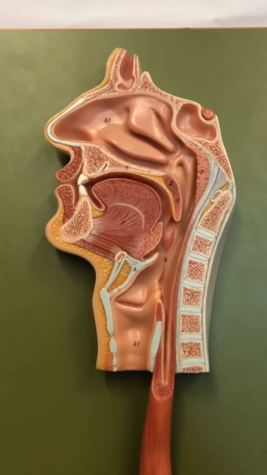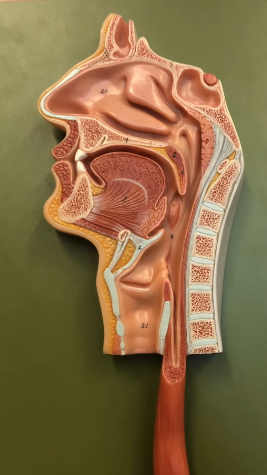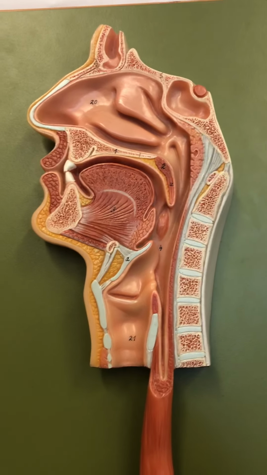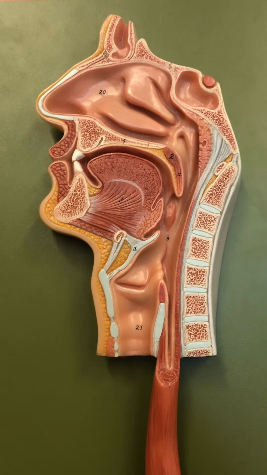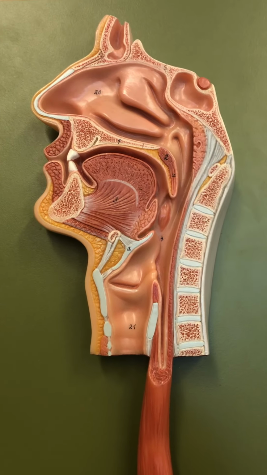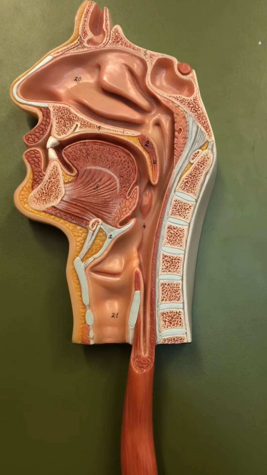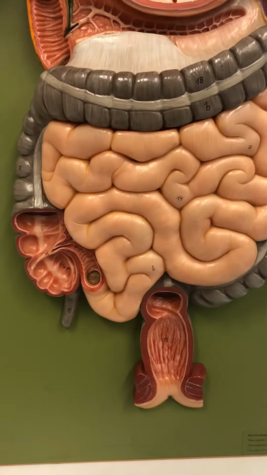Okay, so we're going to look at this green digestive board model, which basically covers the entirety of the digestive system. So the digestive system as a whole begins at the mouth and continues on basically as a long tube that goes all the way down from the mouth to the anus.